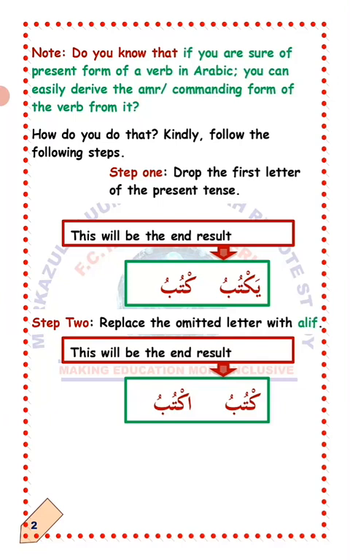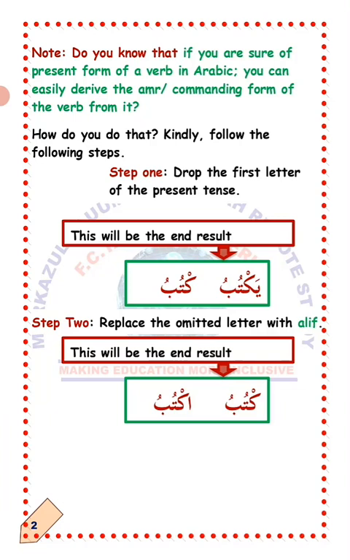Apply the following logic. After replacing ya' with alif, you count your letters, starting with alif. Alif is 1, kaf is 2, then ta' is 3. So the third letter determines the kind of vowel sound you give to the alif.